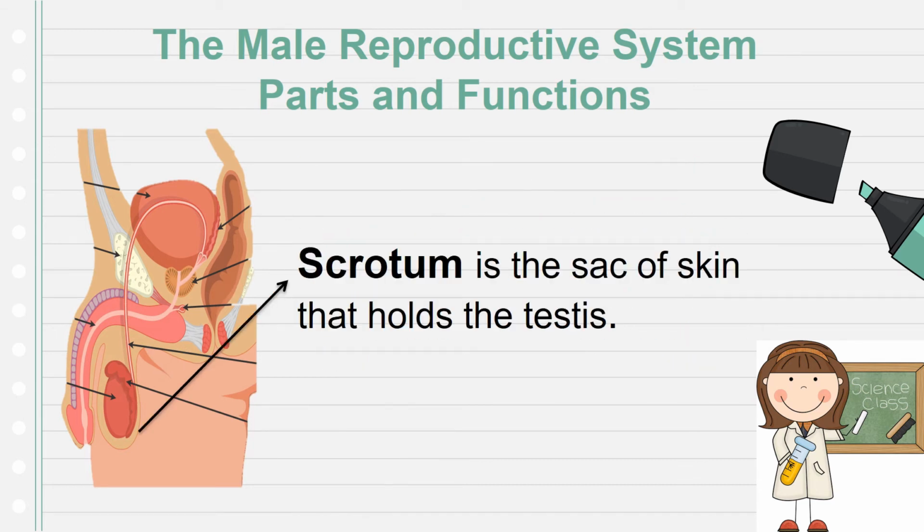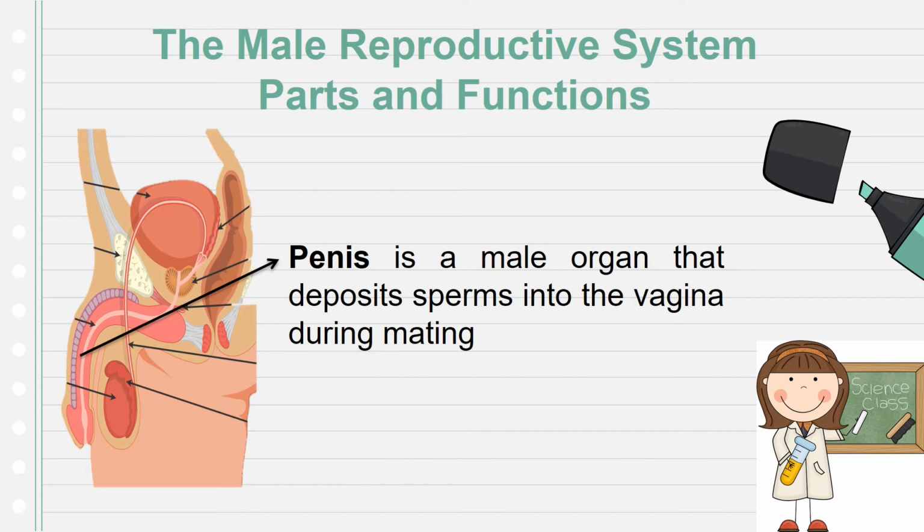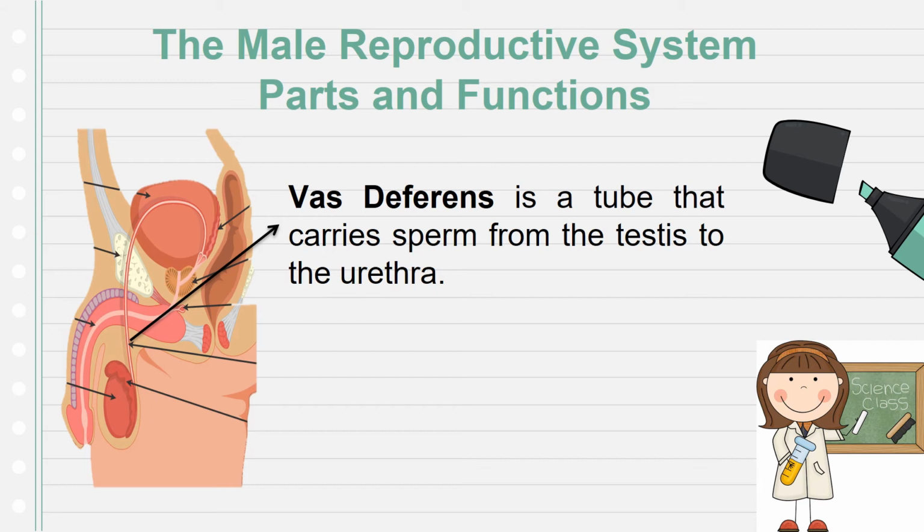The scrotum. The scrotum is the sac of skin that holds the testes. Penis. The penis is a male organ that deposits sperm into the vagina during mating. The vas deferens. Vas deferens is a tube that carries sperm from the testes to the urethra.